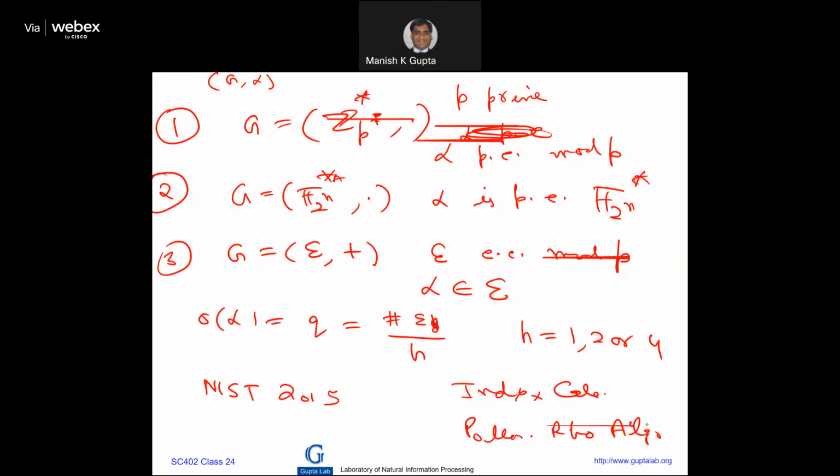Okay, and I think the safest case for case 3 was that P should be at least greater than 2 raised to the power 224. So this was up to 2015, I think. These values of primes that they choose are safe against these algorithms. So as long as you increase the value of P, you are safe here.